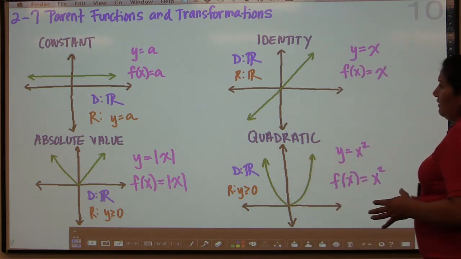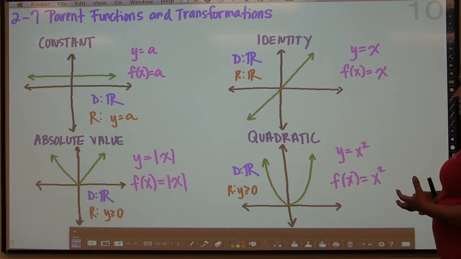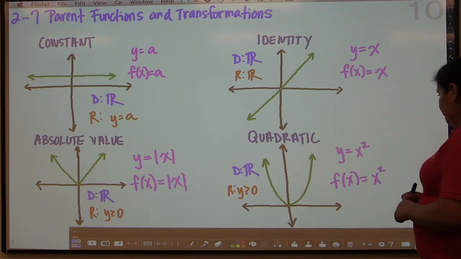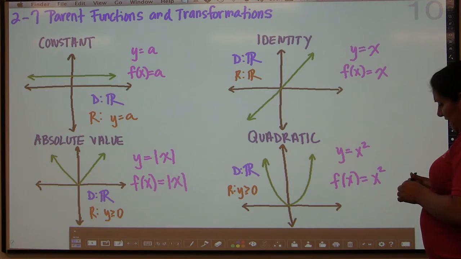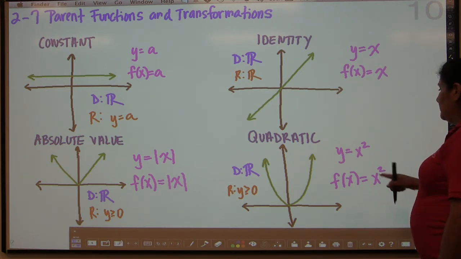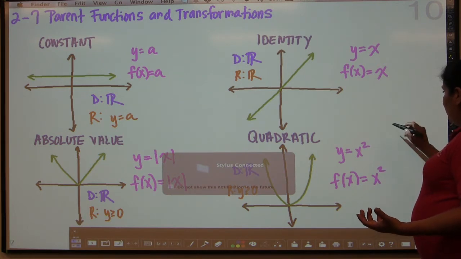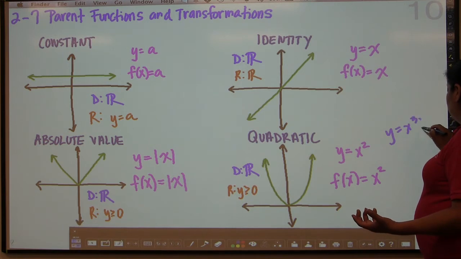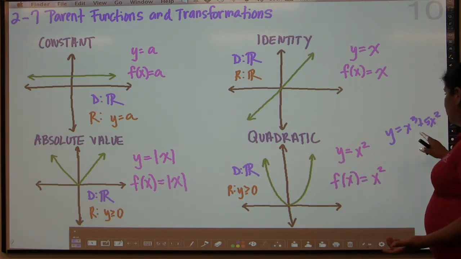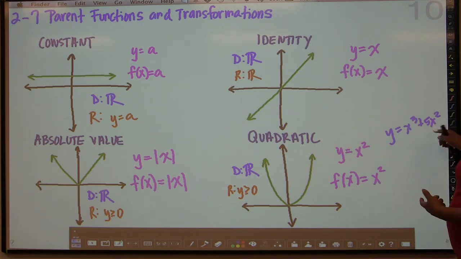I just want to be clear that this is just the parent graph. This means that any graph that has x squared as its highest exponent is a quadratic. For example, if I pick y equals x cubed plus 5x squared, this graph will not look like a quadratic because the x cubed is bigger than the x squared.